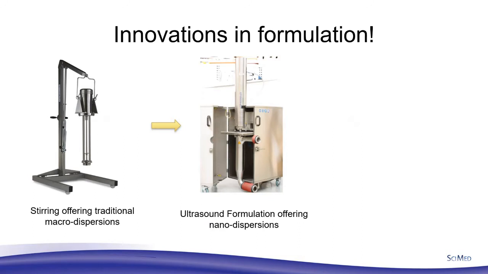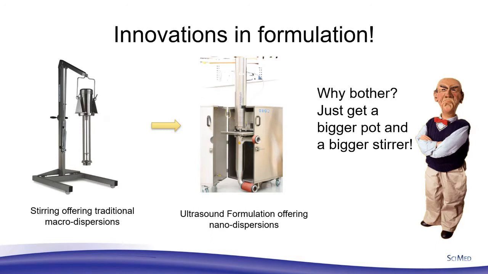And what we're seeing at the moment is a trend. People going from what you see on the left here, this very traditional Silverstone mixer, just a great big stirrer essentially, offering macro dispersions, to using ultrasound, which changes the formulation slightly and gives nano dispersions. What's the point though, really? I suppose, if you want to make more product, why not just get a bigger stirrer and a bigger pot and make more? Well, this is the reason.